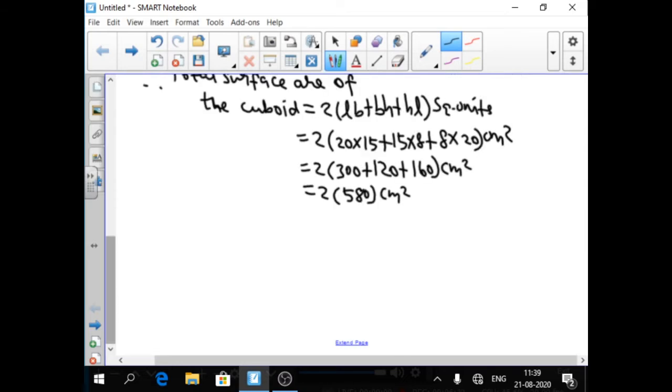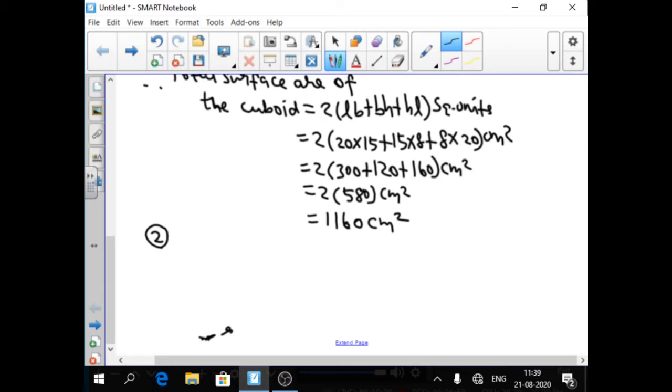So multiply 2 into 580 is equal to 1160 centimeter square. That's all. This is the first problem over. Next, second problem.